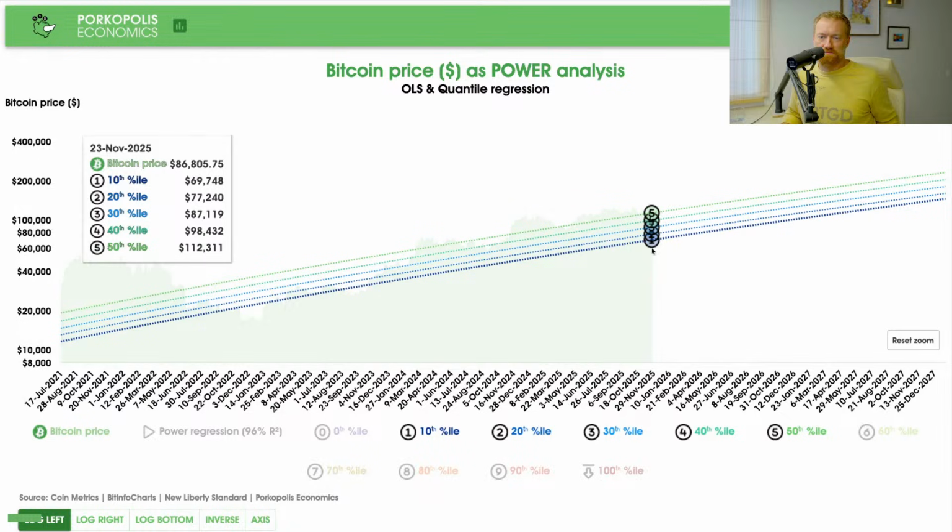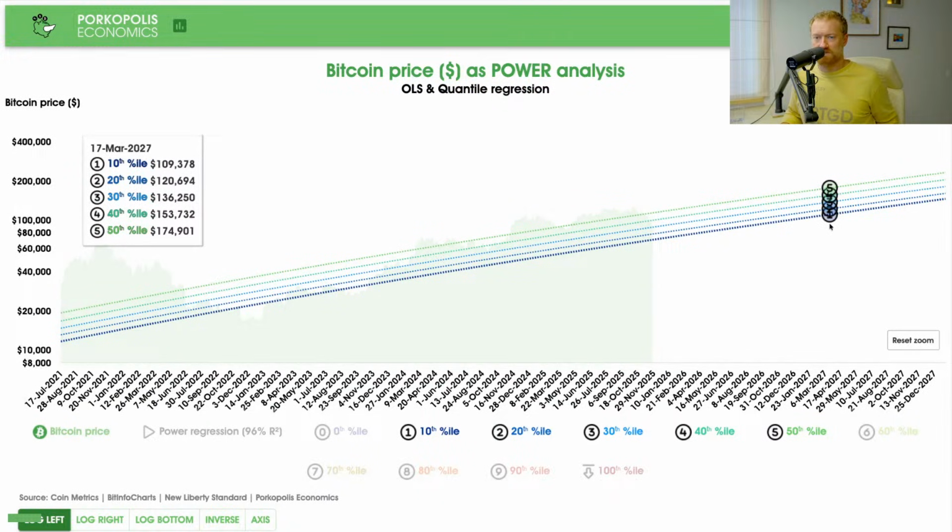All right. 10th percentile, that's $69,000 Bitcoin. Take it out to end of the year. Whoops, sorry. End of the year, $72,000 Bitcoin. So again, in quantile regression terms, most of the data is here.